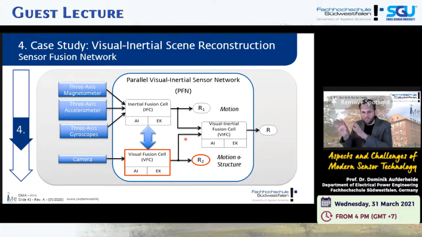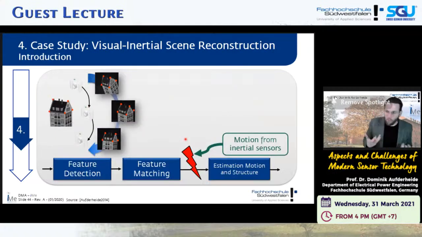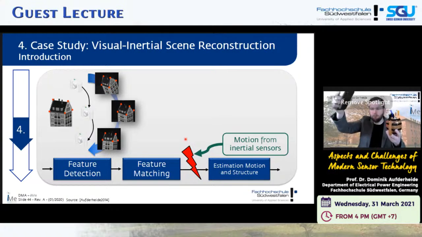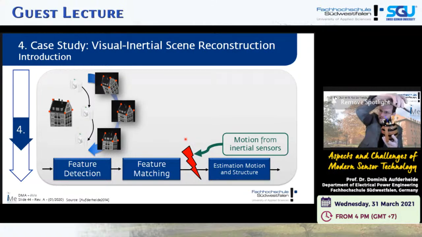Okay, starting with the visual fusion cell, talking a little bit about the image processing, computer vision side of things. So what we are going to do is that we want to have a small sensor, which is mainly based on a camera. And we want to capture the 3D model of any kind of object. For example, I have here this nice cup. I want to capture a 3D model of this cup. And the idea is, okay, I have a sensor and I move the sensor around the object to capture a 3D model of this cup.